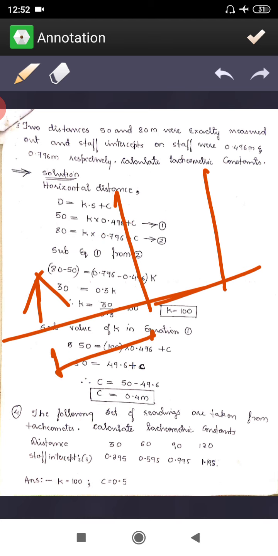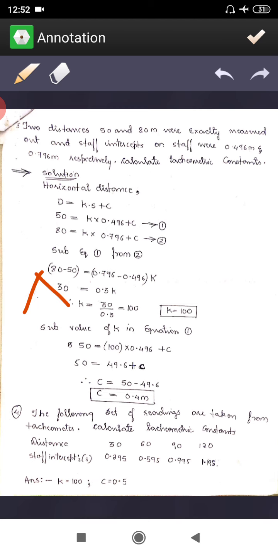As I know that D is equal to Ks plus C, I am going to put that here. The first equation is D is equal to Ks plus C, with D equal to 50 meters. K I don't know, so I keep it as it is. S is given 0.496, and C I don't know, so this is equation 1. Equation 2, with respect to the 80 meters, is 80 is equal to K into 0.796 plus C.